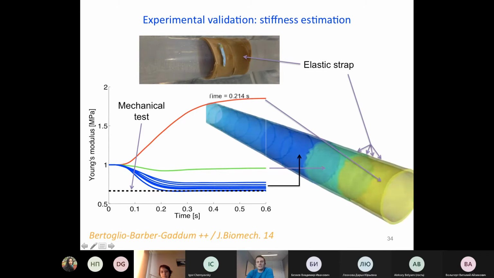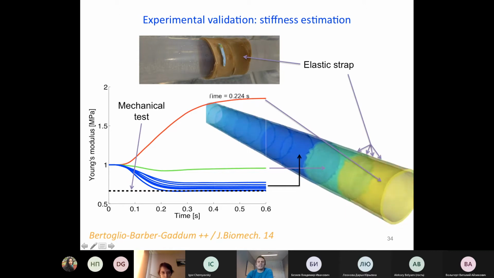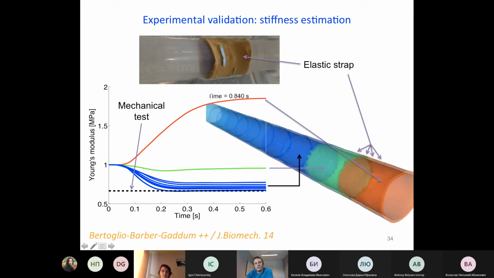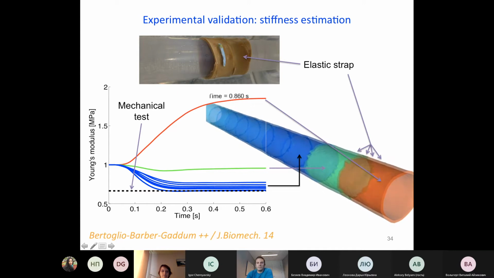strap converge nicely to the value of the Young's modulus that we measured independently in a mechanical test outside the scanner. While in the part where you see the strap, the Young's modulus gets a much higher value. And in between, the region which has only a little bit of the strap has a value in between.